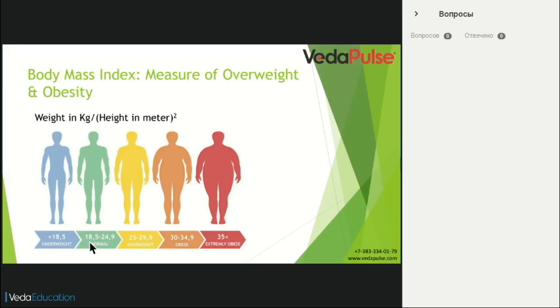And then we have categories of overweight where the body mass index is between 25 to 29.9, and above 30 is considered to be obese. Anybody who has the body mass index above 35 is considered to be extremely obese.